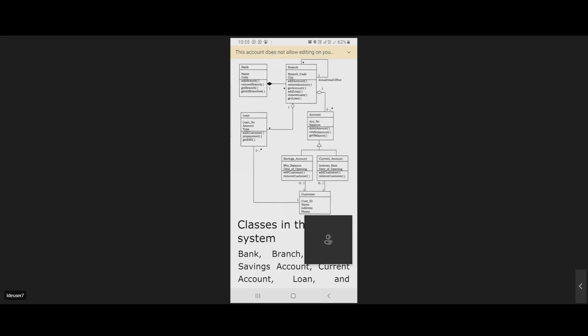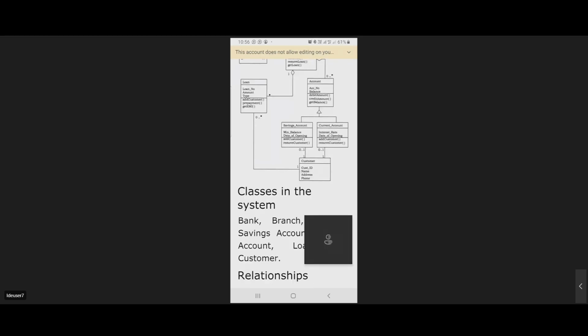Again, 0 to 1 customer having the savings account. Again, 0 to 1 customer having the current account. So one customer has 0 or 1 savings account or 0 or 1 current account. So what are the properties under this? We'll have, for savings, minimum balance, date of opening. Add customer, remove customer.